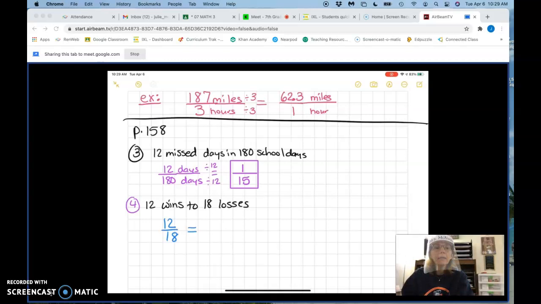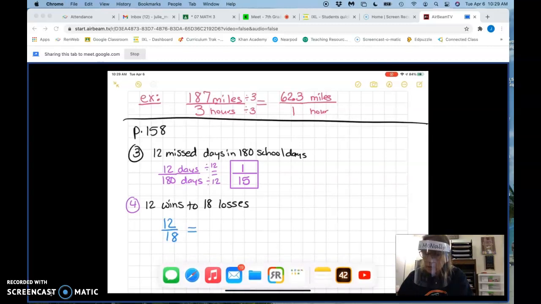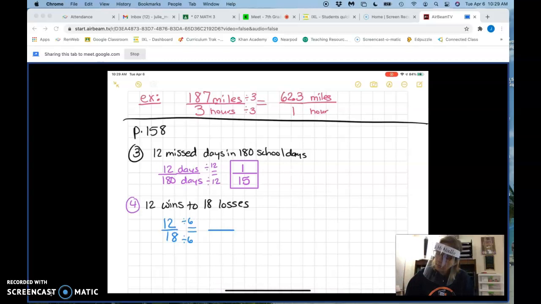And 2 will also go, but something bigger can go. Think bigger. What'd you say, Tiffany? 6. Yes, 6. Very good. So we're going to divide both of these by 6 to get our simplest form fraction. So write this on your paper. 12 over 18. And then show that we divided both by 6. And 12 divided by 6 is what? 2. Good. And 18 divided by 6? 3. You got it.